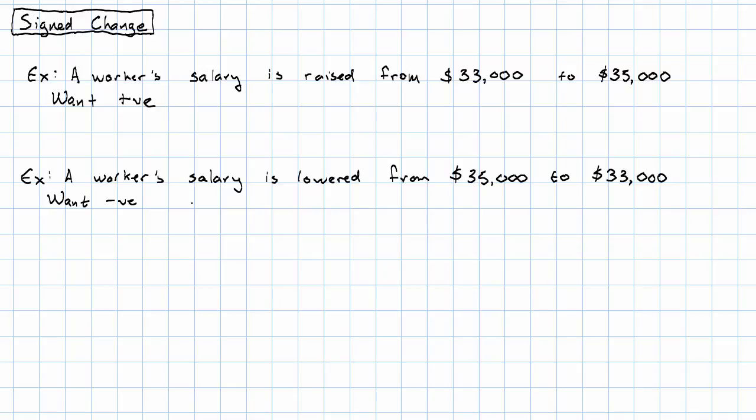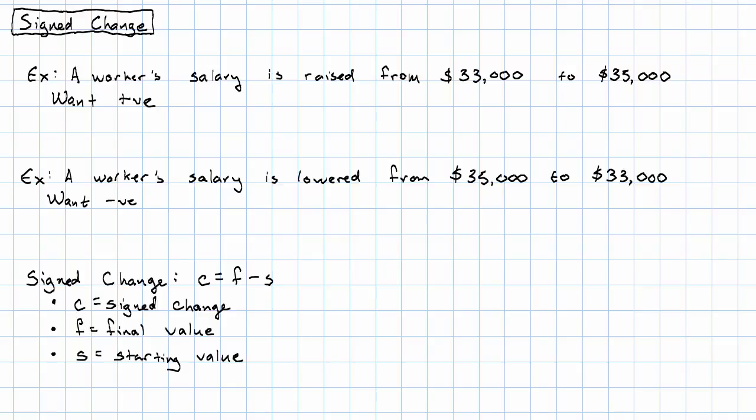This is how we define the signed change in a quantity. The change in a quantity is equal to its final value minus its starting value. So in the first example, the change is the final value, $35,000, minus the starting value, $33,000, is positive $2,000.